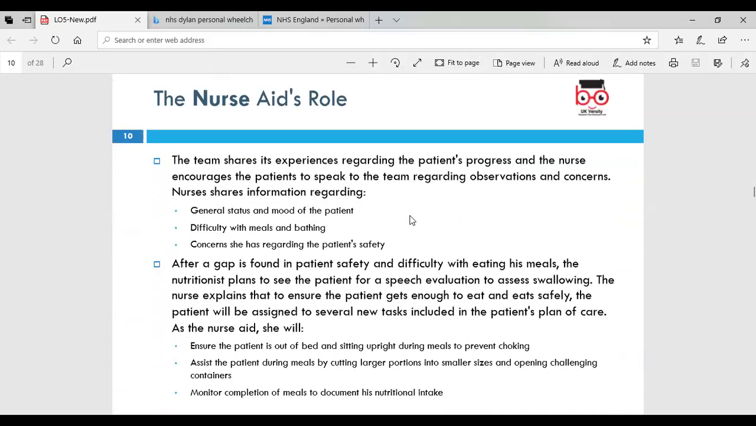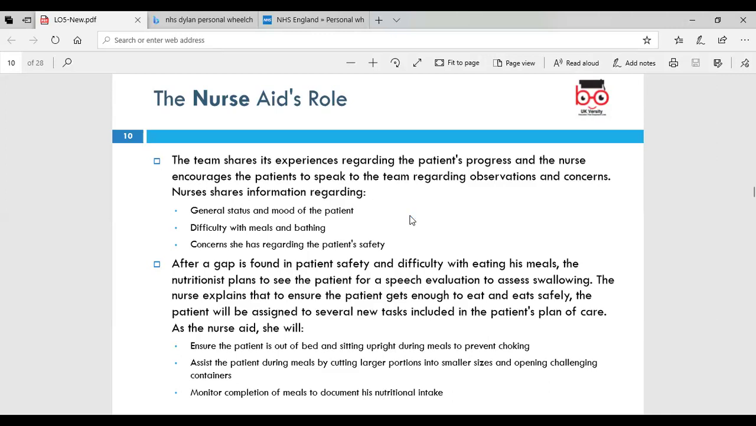So the team here shares its experience according to the patient's progress, and there's a nurse that encourages the patient to speak to the team regarding their observations and concerns. So this nurse shares information regarding the general status and the mood of the patient, difficulty with meals and bathing, and concerns regarding the patient's safety. So this is a nurse aide's role that can also be there in order to improve care planning. It could be more, so this is not the only information that's there.